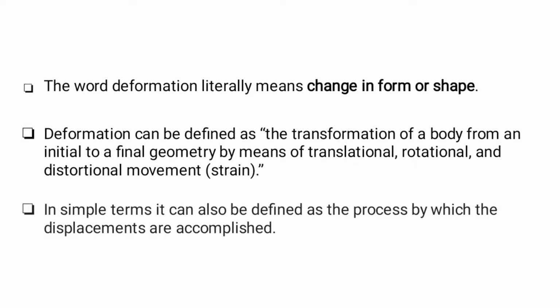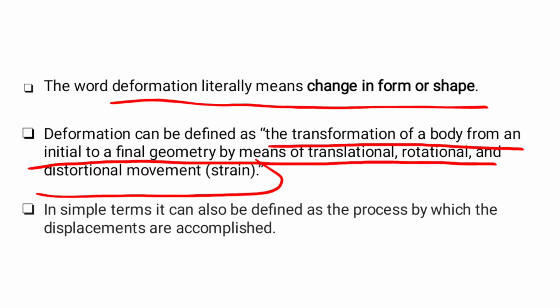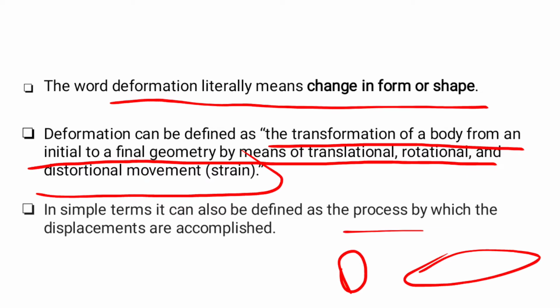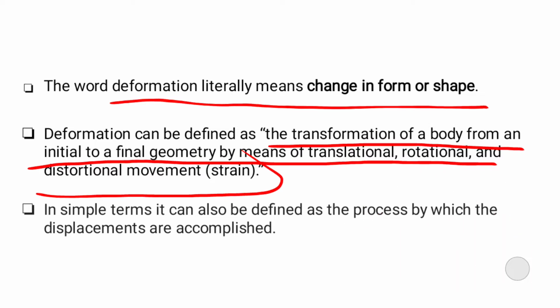Next, the word deformation literally means change in form. Formation, breaking, then again change. Deformation can be defined as transformation of a body from an initial to a final geometry by means of translational, rotational, and distortional movement, which is also known as strain.